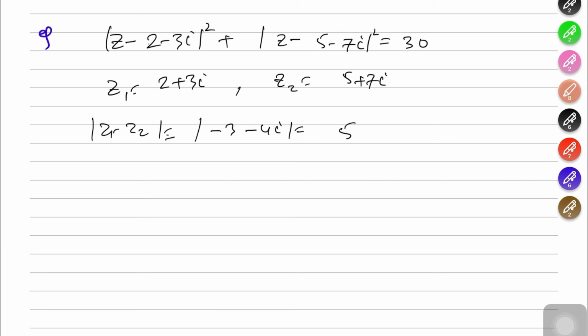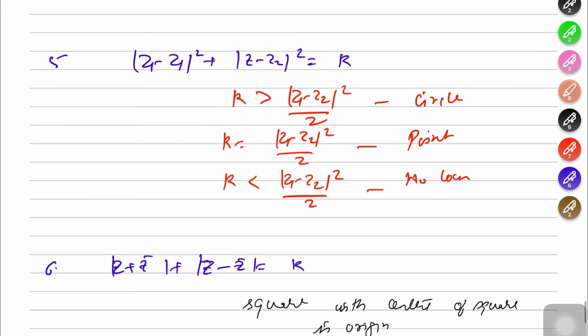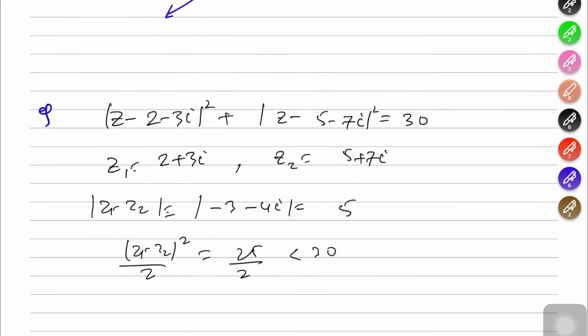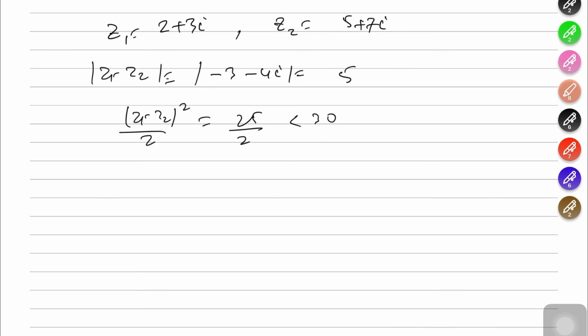Okay, so in this case, what is 30? We observe that |z1 − z2|² by 2 is 25 upon 2, and that clearly is less than 30. So what we observe, if you recall, |z1 − z2|² less than k. So here clearly less than, so they represent a circle.